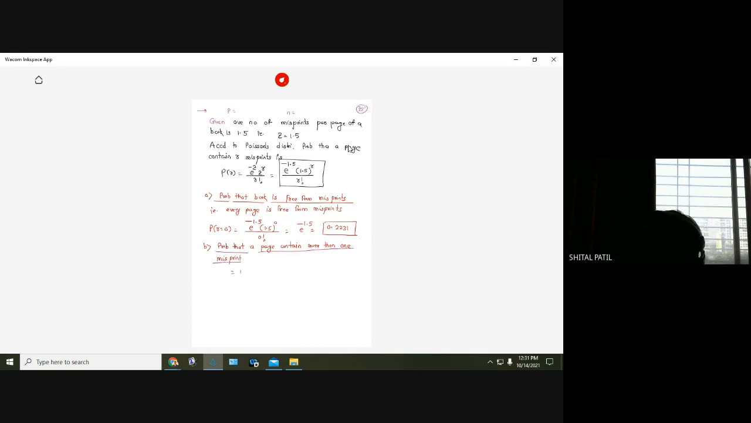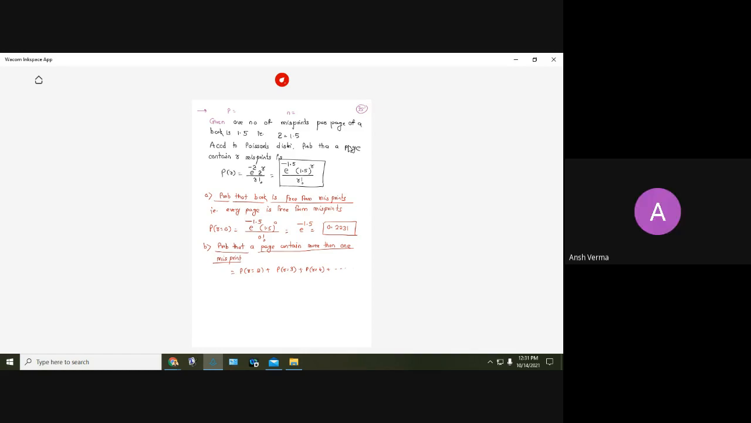So it is like this. More than one means 2 misprints, okay. 3 misprints, okay. 4 misprints, okay. What will be the last number? How many misprints can be there on a page?